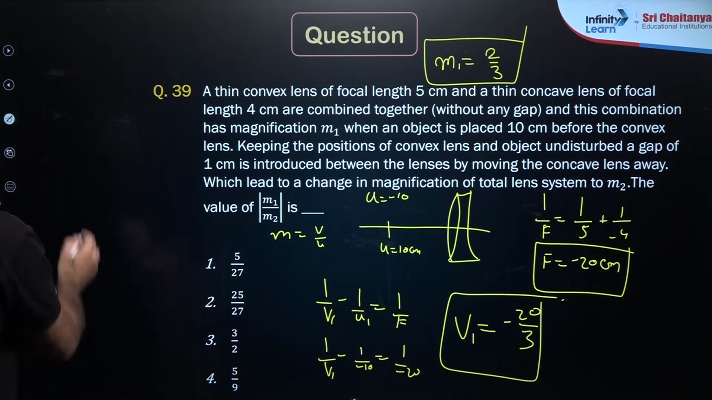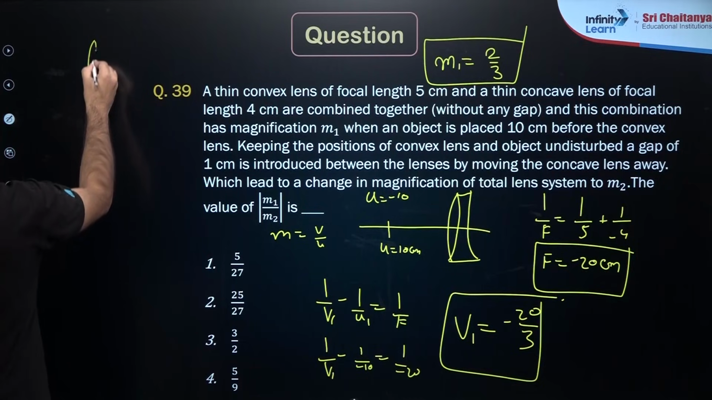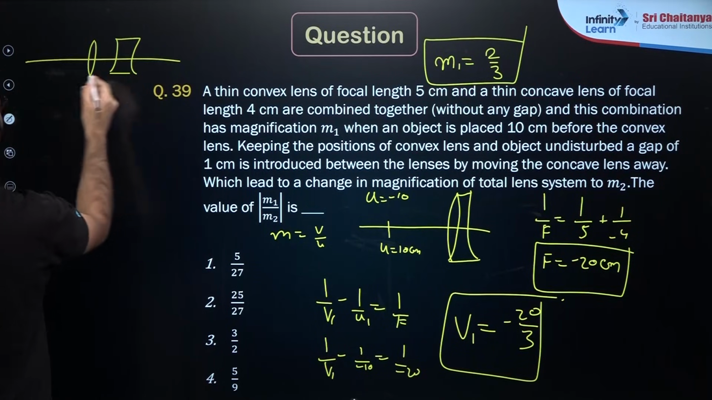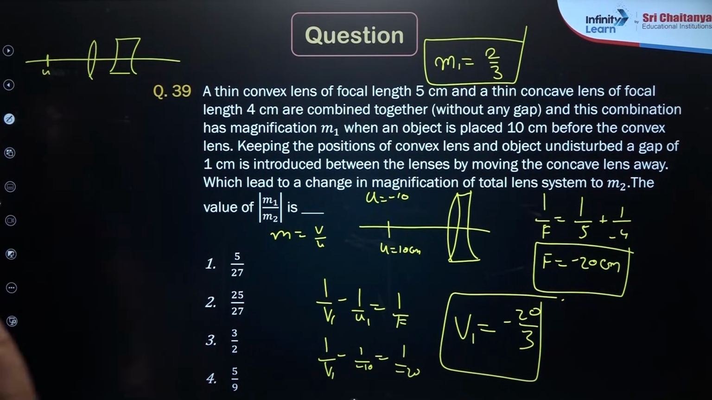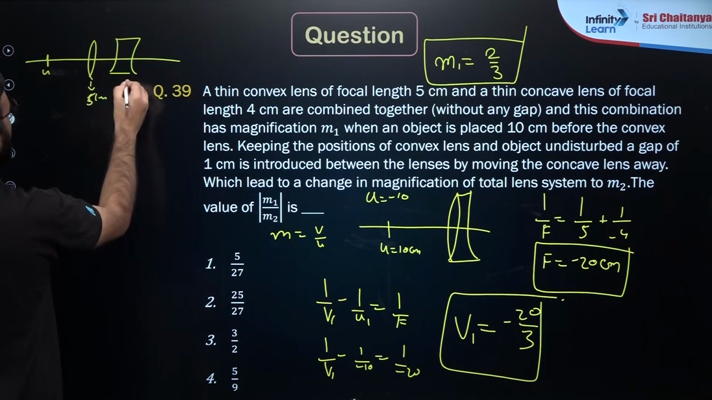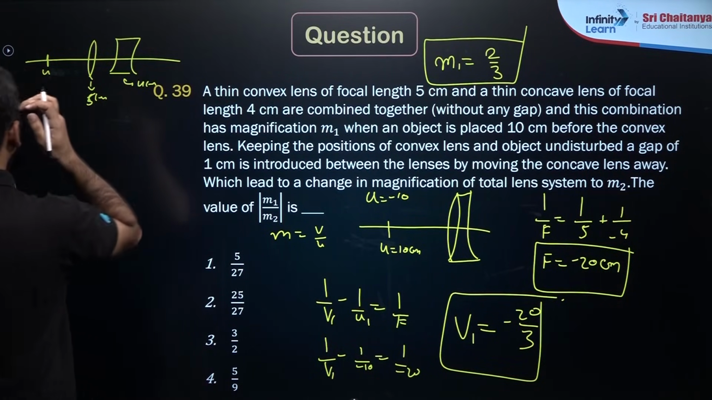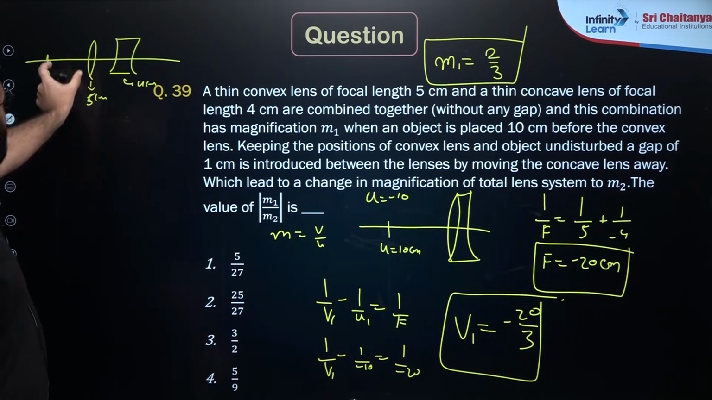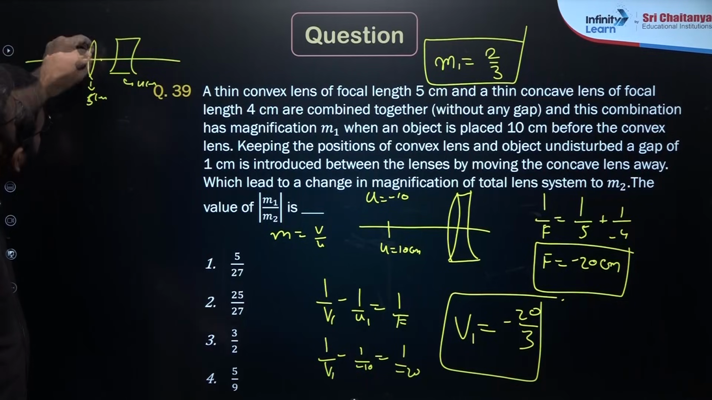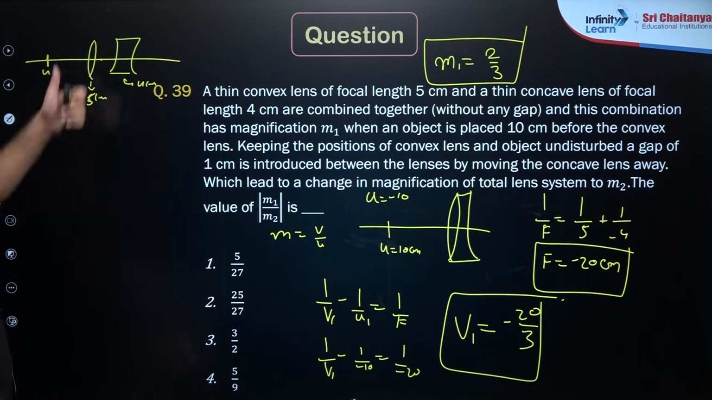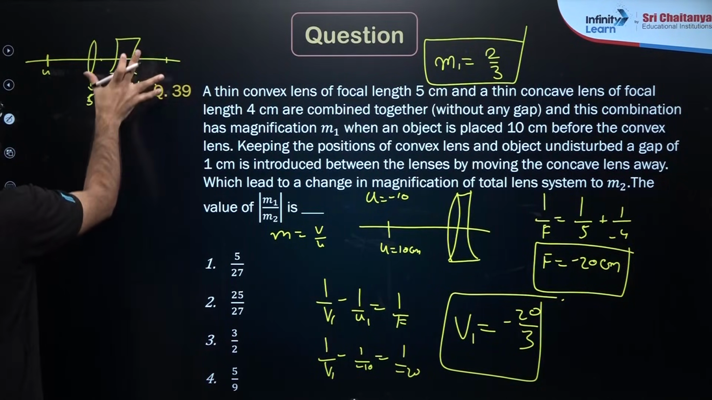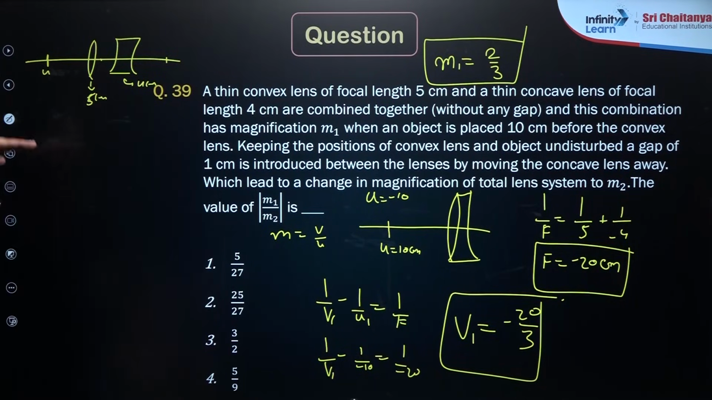Okay, in the second condition this system is disturbed. This distance is my U, and for this one the focal length is 5 centimeter, and this is the 4 centimeter. So first I will find the position of the image due to this lens, suppose somewhere here. This image works as an object for lens 2, and suppose my final image is formed here. So what is this distance? Finally we need this one.